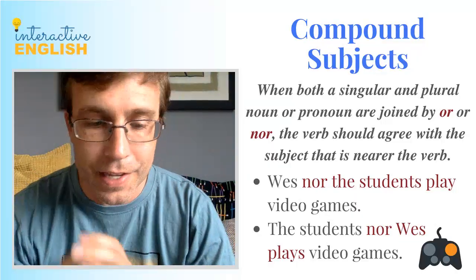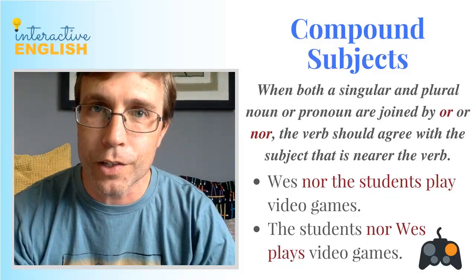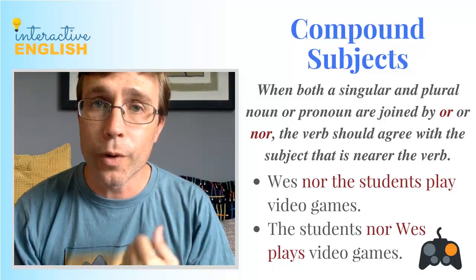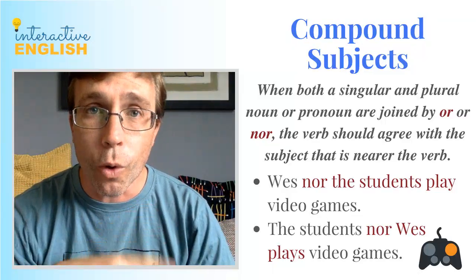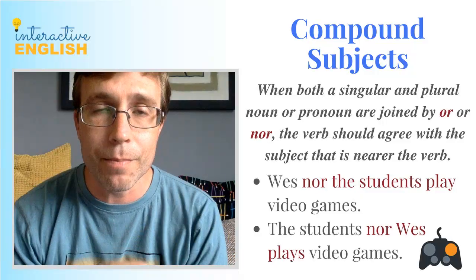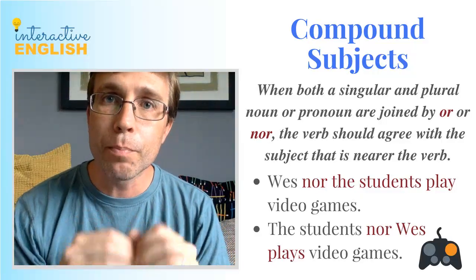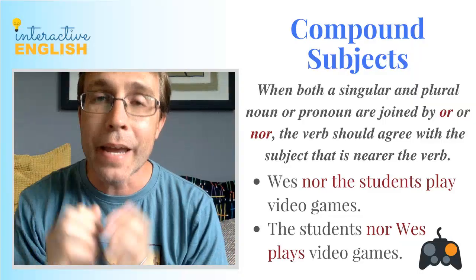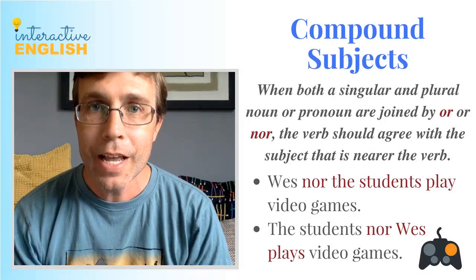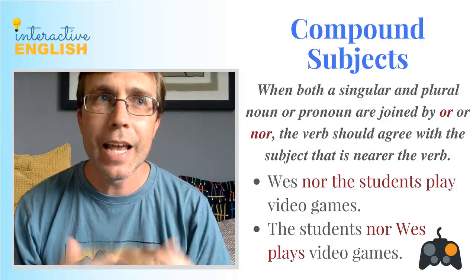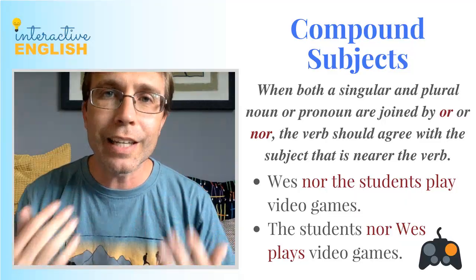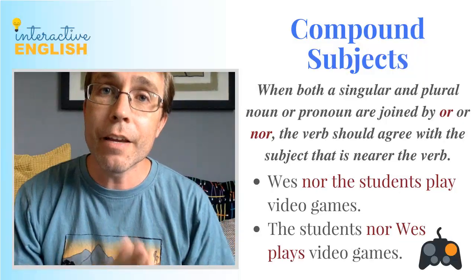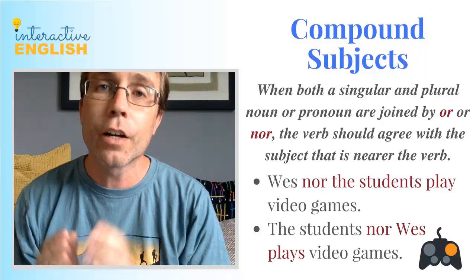Now, this is where it can get confusing, but I want to also clear things up a little bit because I think it's useful if you are writing or even if you're speaking and you're using or nor and you have a compound subject. I think it's easier to just put the plural subject at the end. Put the plural subject second. Make that one closest to the verb. And I think it just sounds more natural and you will eliminate some awkwardness if you just go ahead and put the plural subject closest to the verb.